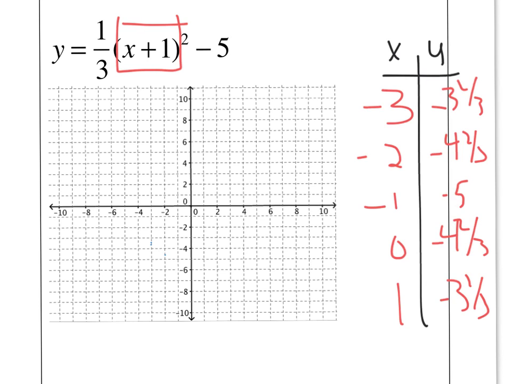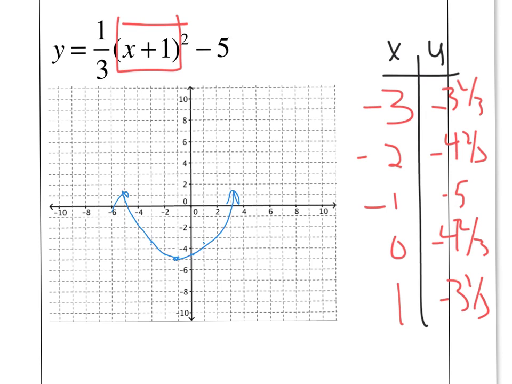-2, -4 2/3, somewhere around here. -1, -5. Doink. And then 1, -3 2/3. So you're going to be something like that and like that.